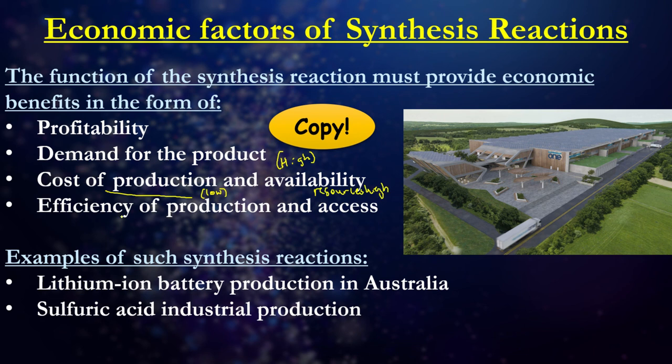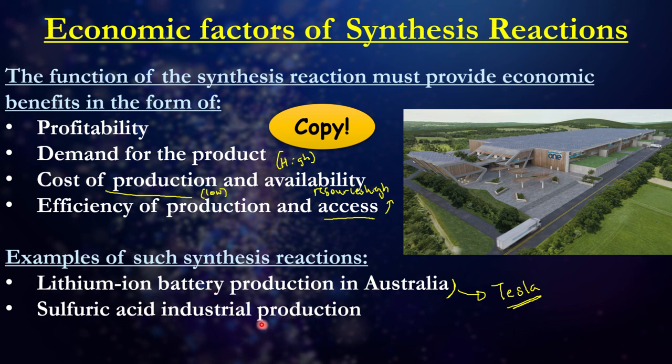We need to also ensure that it's really efficient to make, and relatively accessible to get to our resources and transporting it to the necessary consumers that we need. Now, one example that is growing is the lithium-ion battery production in Australia. We actually know that in Australia, a lot of the lithium-ion batteries we make get used by Tesla. So there you go, that's our connection there with Tesla. We actually supply them with the lithium-ion batteries that are used in their cars.